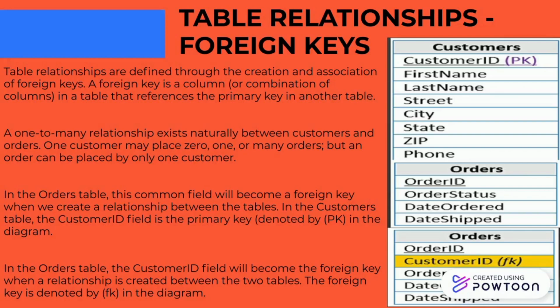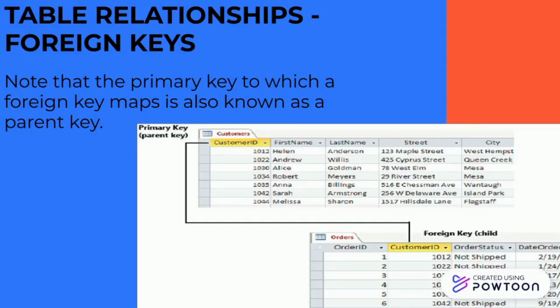In the customers table, the customer ID field is the primary key, denoted by PK in the diagram. In the orders table, the customer ID field will become the foreign key when a relationship is created between the two tables. The foreign key is denoted by FK in the diagram. Note that the primary key to which a foreign key maps is also known as a parent key.